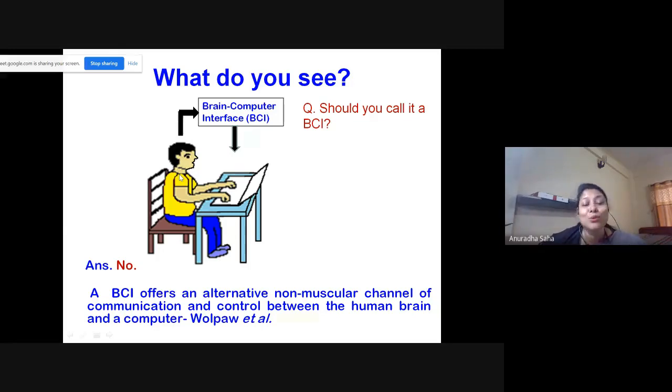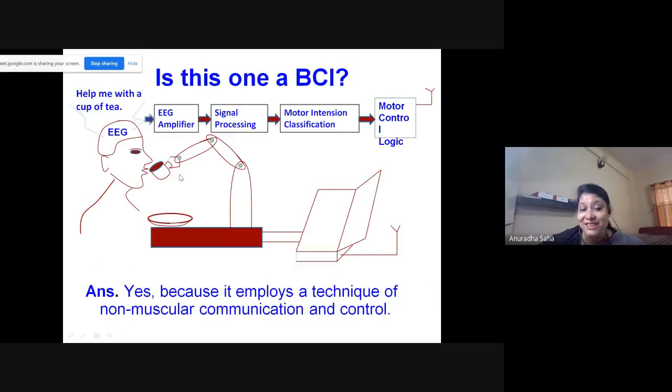So how can we give an example of a brain-computer interface? If we proceed to the next slide, you can see here is a human being, and here is a person who is taking a sip of tea from the cup. And you can see that the cup is held by a robotic arm, right?